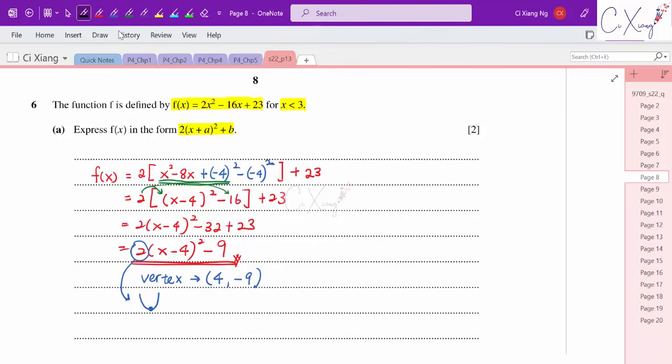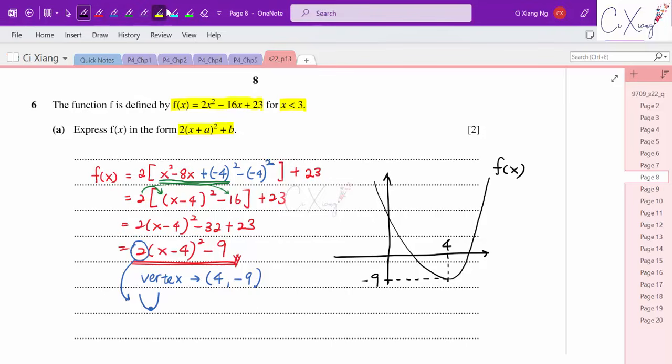If we try to further sketch out the diagram, it might look something like this. Maybe for me, I just simply draw it out. I didn't go into the detail of all the x and y axes. So basically, I might have something like this. I will try to label that this is 4, and this value is negative 9. So this is my function f(x).